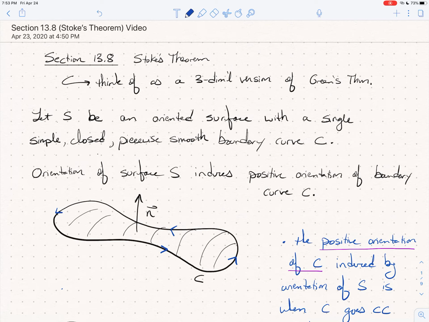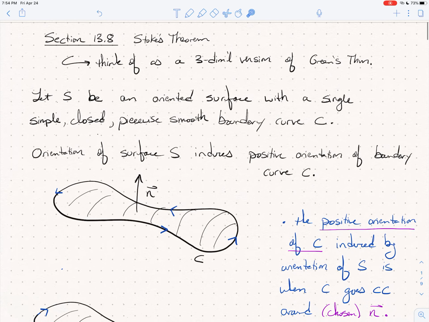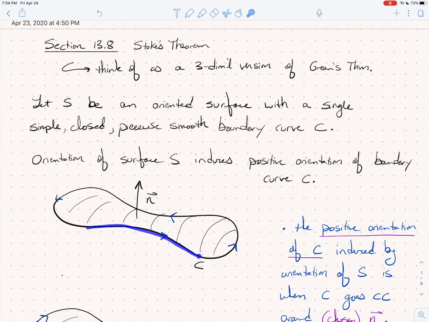So we want to restrict ourselves to certain kinds of surfaces. The surface that we want to look at is an orientable surface. We're going to go ahead and pick an orientation. So I said an oriented surface. And I want my surface to have a single, simple, closed, piecewise smooth boundary curve C. Now, that feels like a mouthful, but it actually isn't too bad. It's just saying that the boundary of your surface, the edge of your surface, needs to be a closed curve. And it's okay if there's a sharp point in it as long as it's piecewise smooth. So there's only finitely many sharp cusps on your curve.